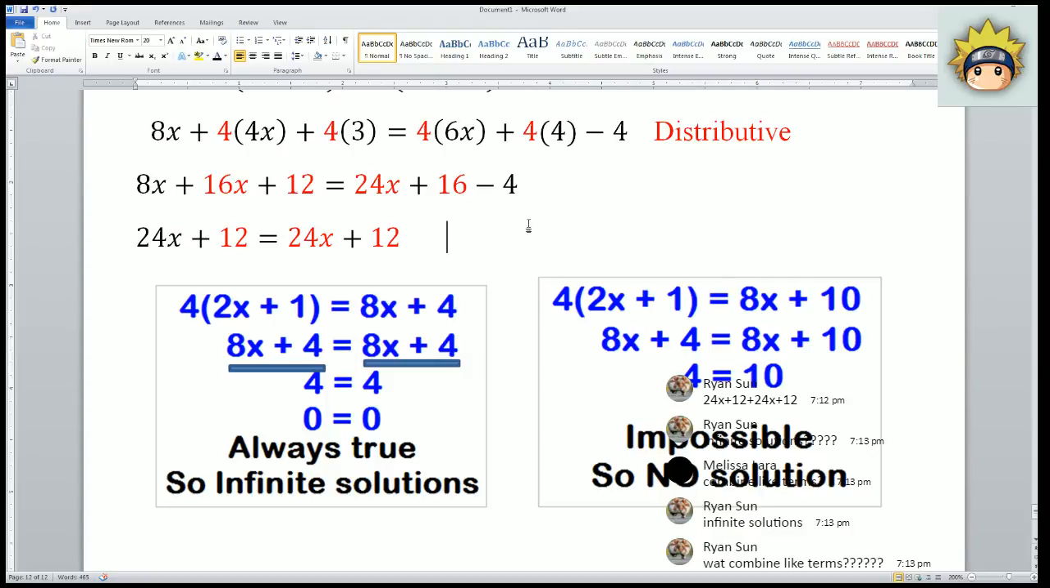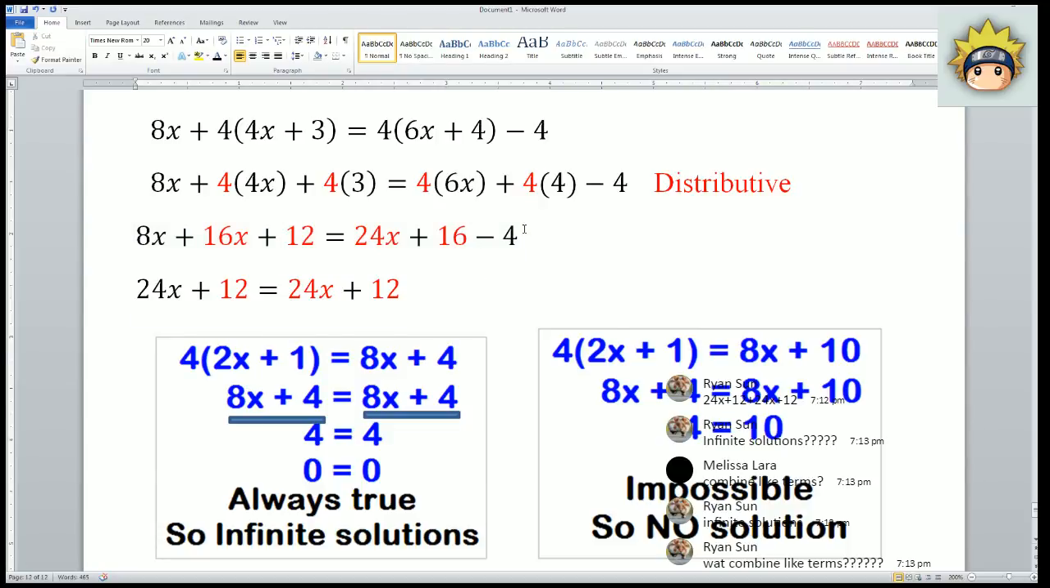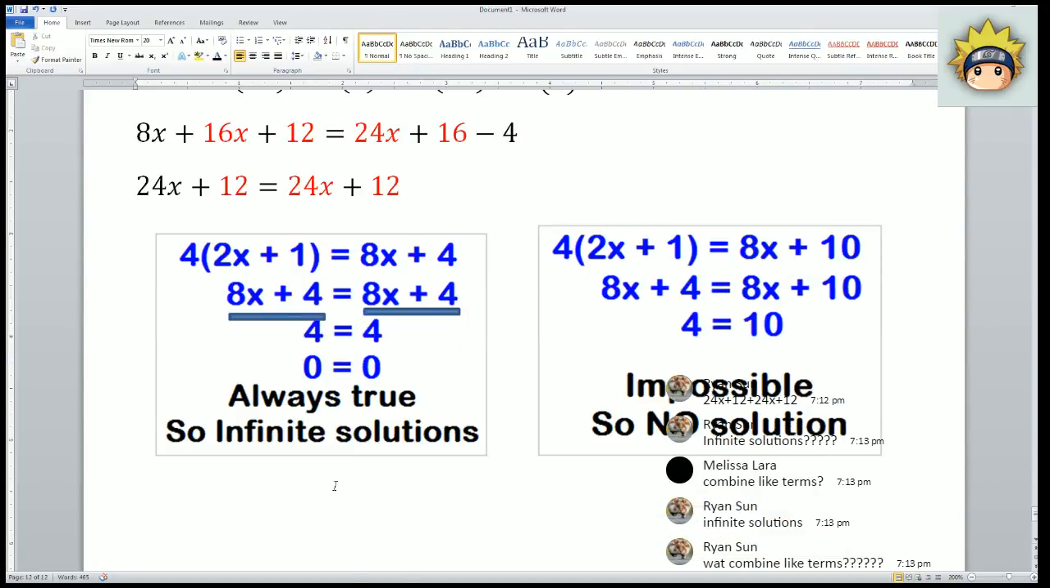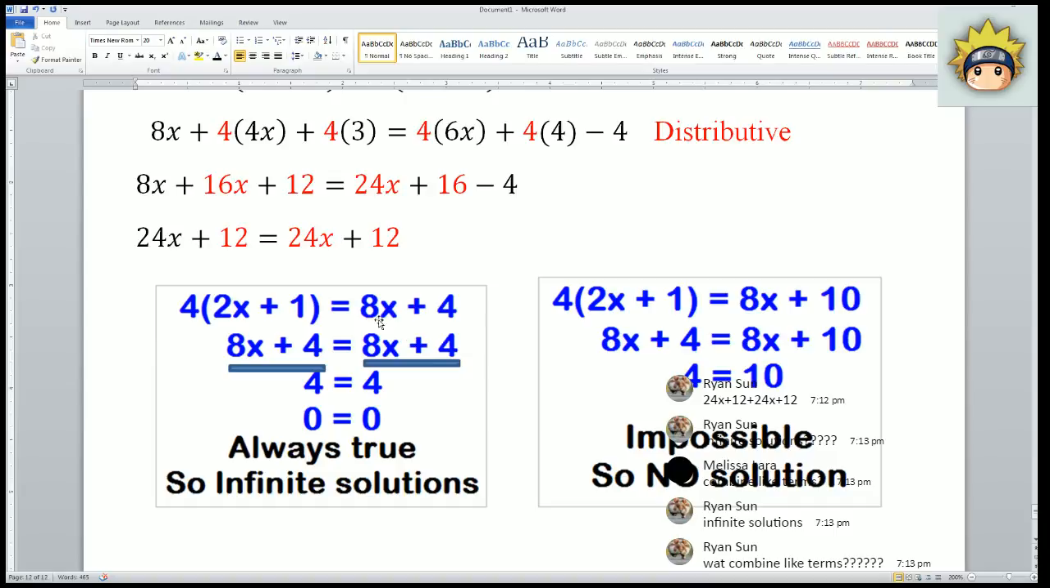This is the combined like term step, okay? Right here, we already combined like terms. So, is it infinite solution or no solution? Which one is it, class? Infinite or no solution?